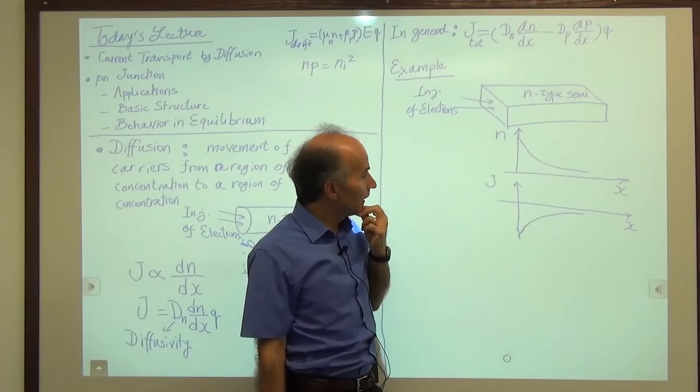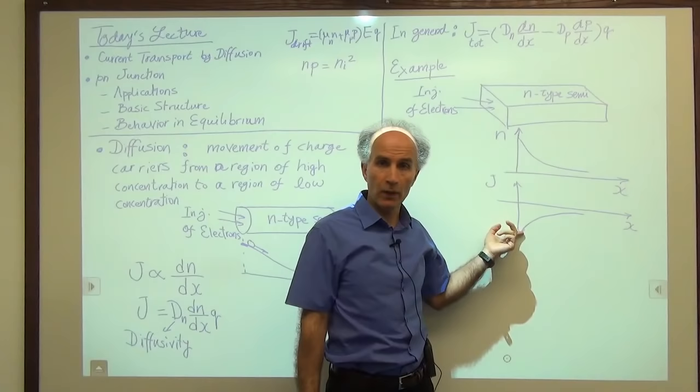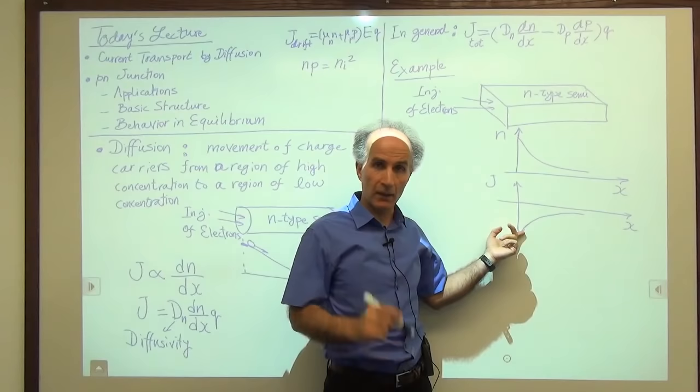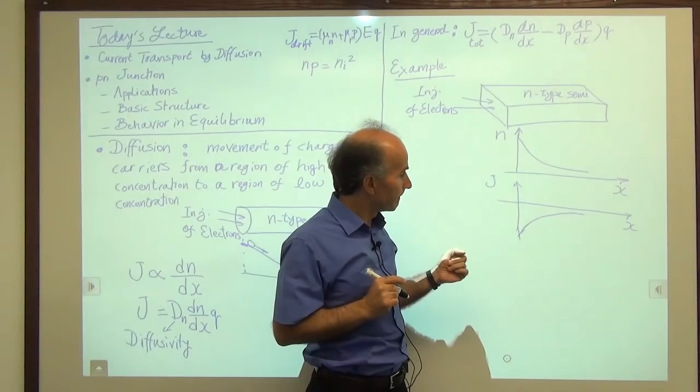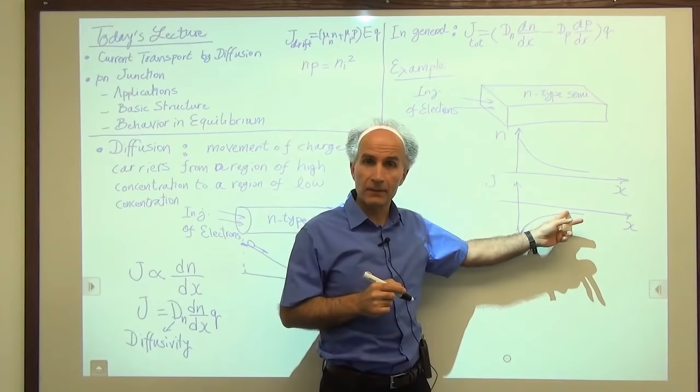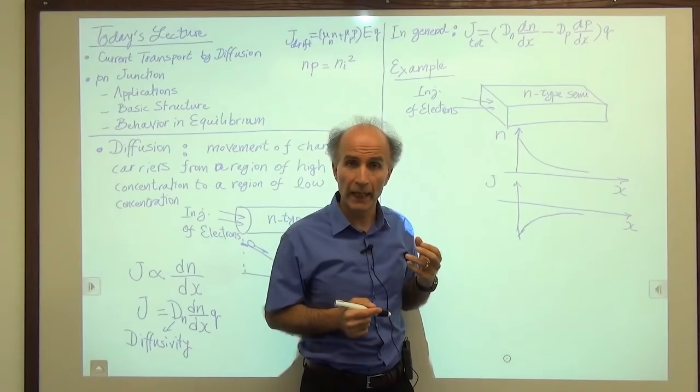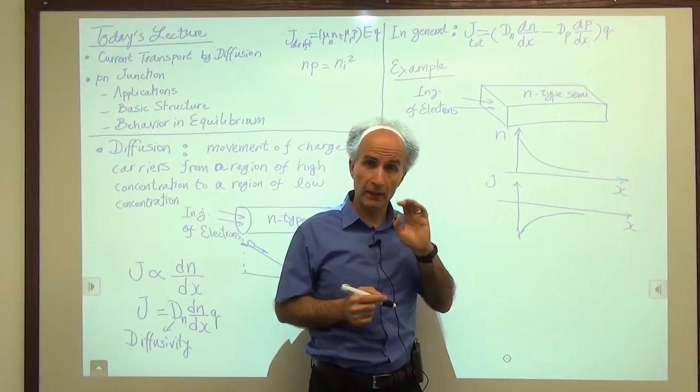Okay, so nothing exciting so far, but this poses an interesting question. We see that at this point we have a high current. So let's say at this point we have 1 milliamp per square centimeter. And this current is completely composed of free electrons. But then here, the current is less in absolute value. It might be 0.2 milliamps per square centimeter. And again, it's only consisting of electrons.